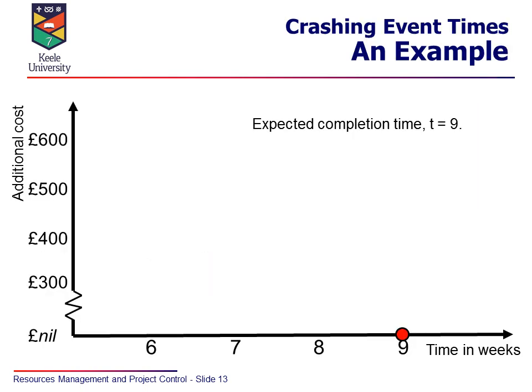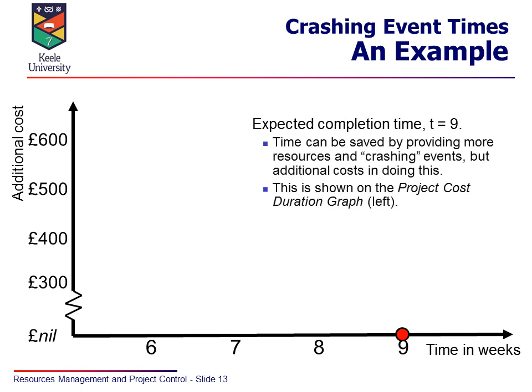Okay, crashing times, an example. We just looked at this example. The activity, we said the normal time to complete is 9 weeks. The expected completion time is 9 weeks. But actually, we can save some time by throwing more people, more resources at that particular activity and doing it in less time. And so we showed that, for example, if we reduce it by a week, that would cost us an extra £300 more. So we can do it, but there's a cost associated.